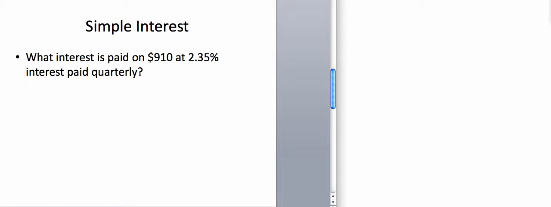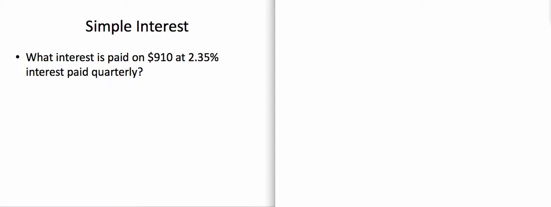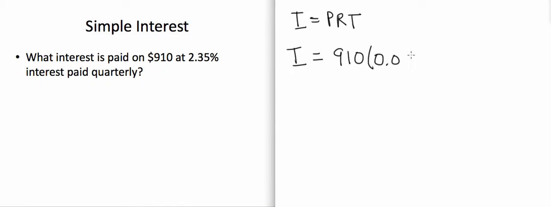So this first example here, what interest is paid on $910 at 2.35% that is paid quarterly? So this is simple interest, which means we're going to use I equals PRT, principal times rate times time. So we've got our interest that we're looking for. Our principal is $910. Our rate is 2.35%, which is 0.0235. And then our time, since it's paid quarterly, that means every 3 months.